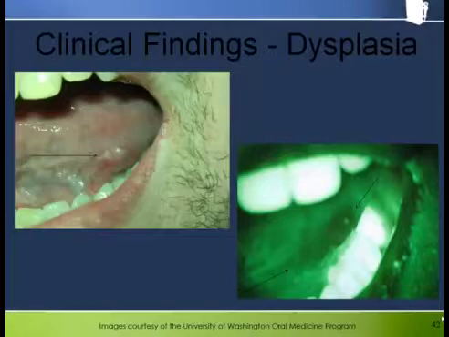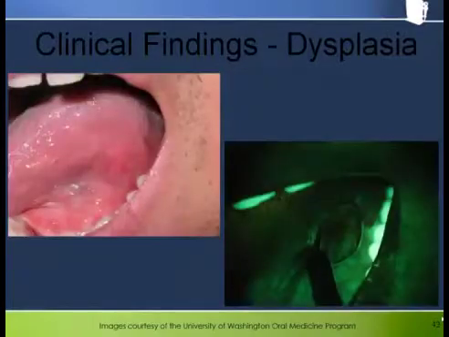This is a case somewhat similar to the previous example, although in this case the oral medicine folks thought dysplasia without the help of the VELscope. What is interesting about this example, however, is that the VELscope added value to the assessment of the lesion by showing the clinicians that the area of concern was larger than what was apparent under white light. Note the extension of the loss of fluorescence anterior to the main lesion.